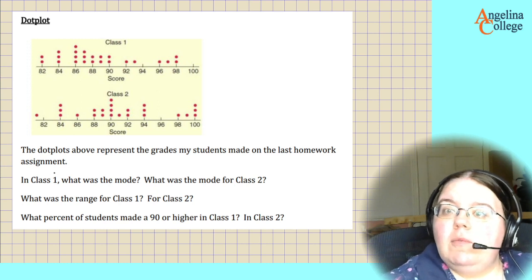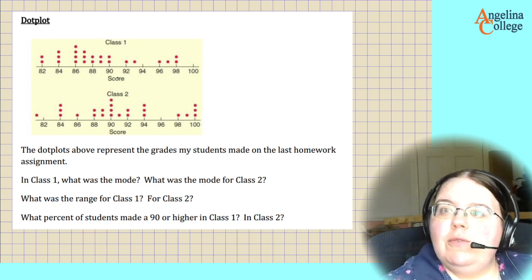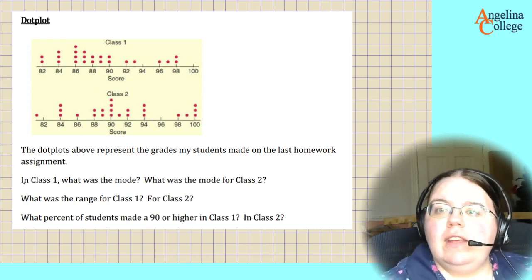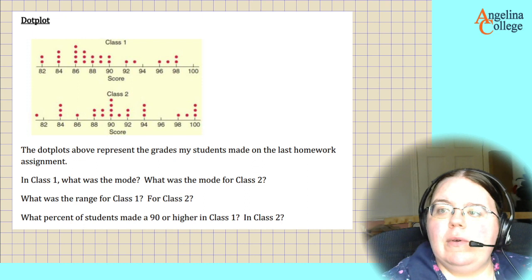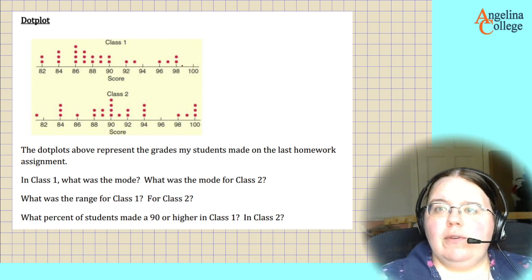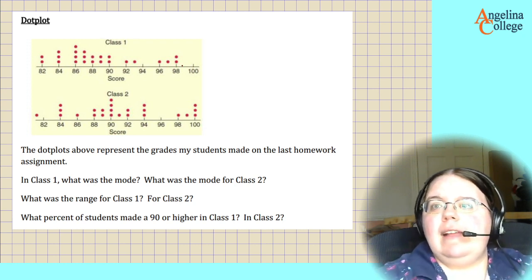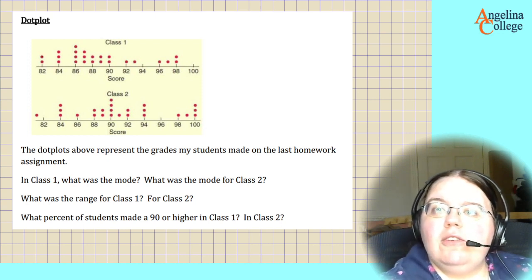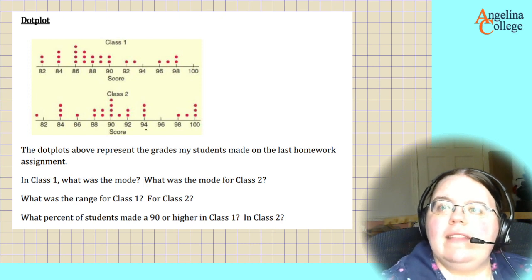So we have two dot plots, one for class 1 and one for class 2, and we have a few questions about each. So in class 1, what was the mode? And what was the mode for class 2? For class 1, I'm looking at this top dot plot here, and the mode is going to be whichever number has the most data elements at it, and each dot is one data element. So this here shows that 2 students made an 82, 3 students made an 84, etc.